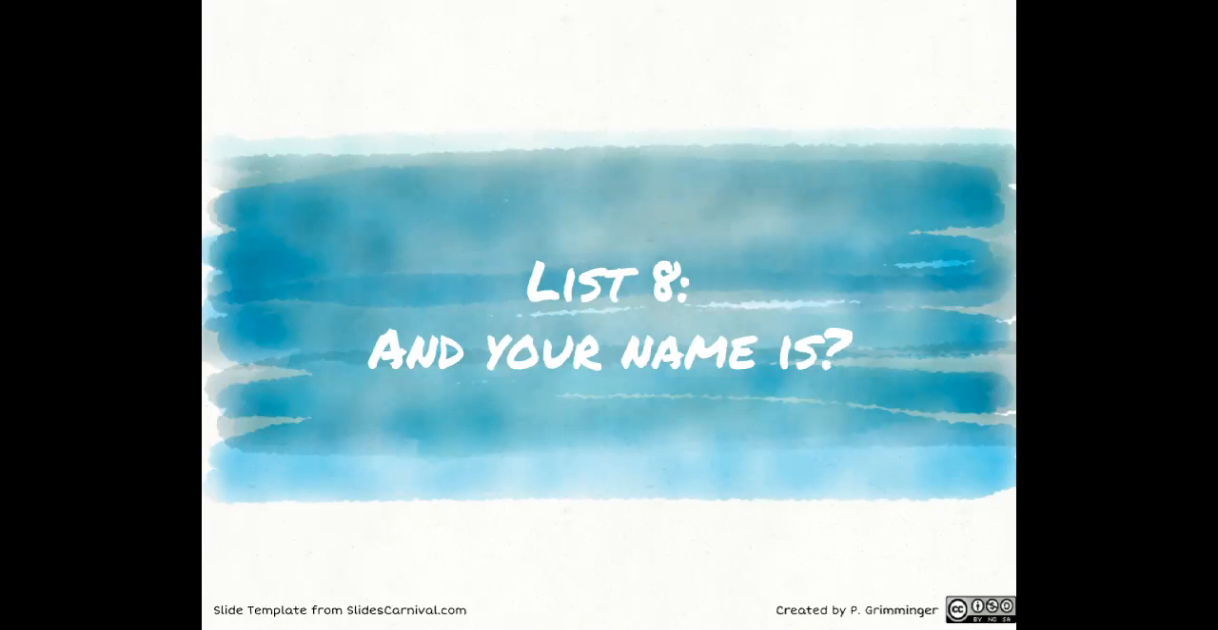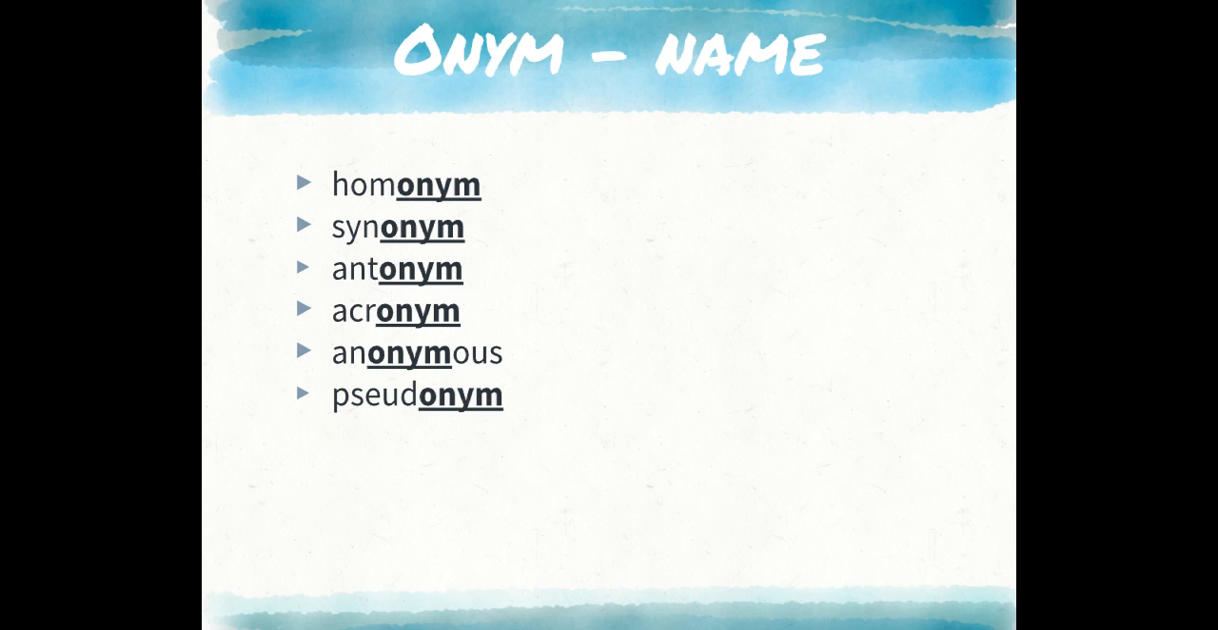List 8, and your name is, this is your onym video. So your last root is onym, which means name, and it is a Greek root. Your words are homonym, synonym, antonym, acronym, anonymous, and pseudonym.